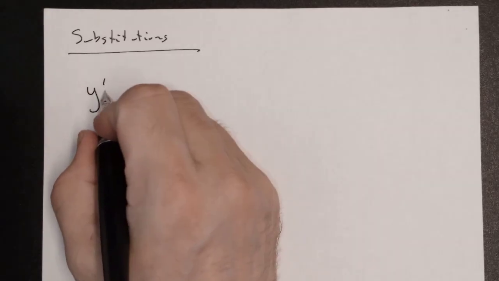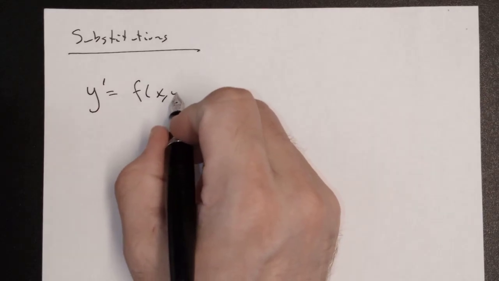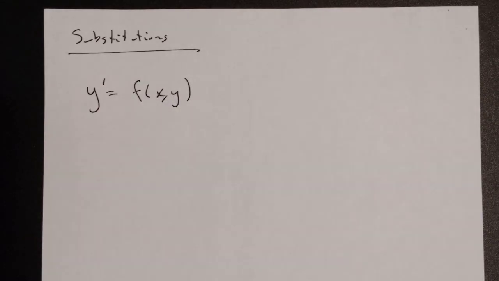So let's consider a first-order differential equation. I've written it in its standard form, y prime all alone. If I'm lucky, then I can find an equation y equals something of x. But maybe I can't.